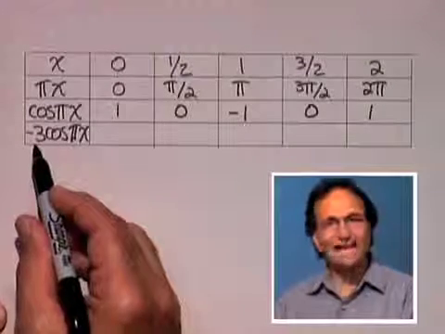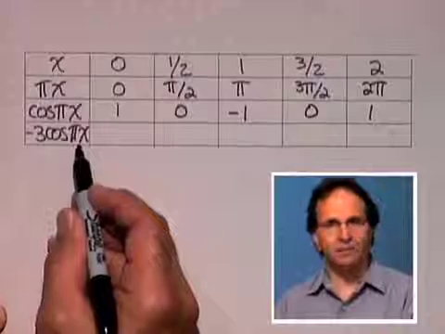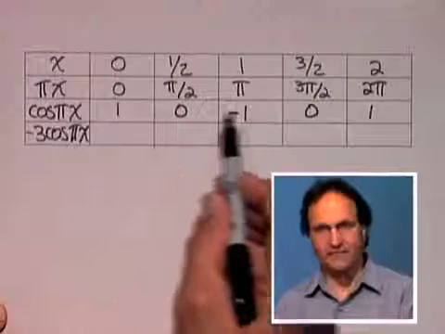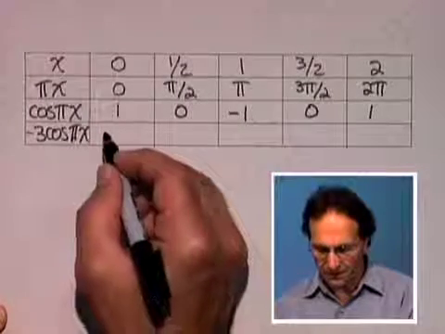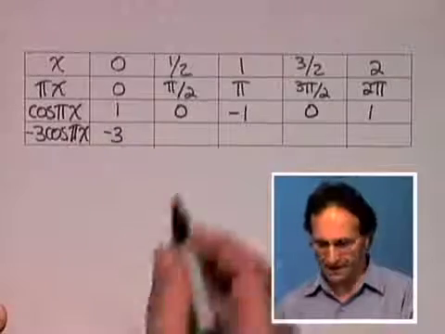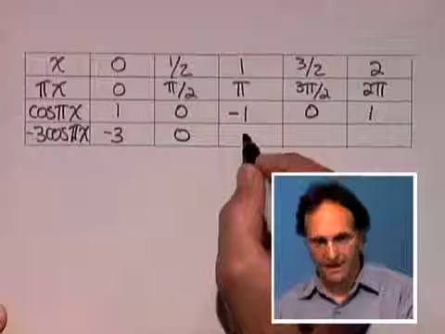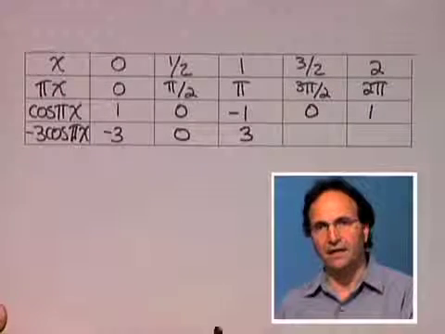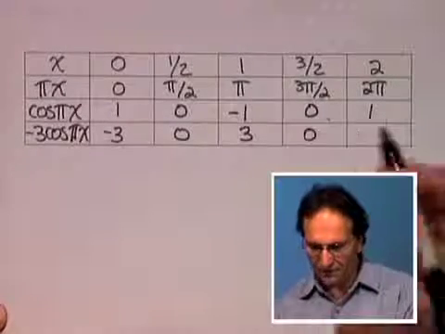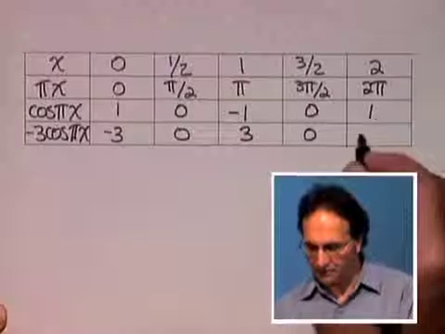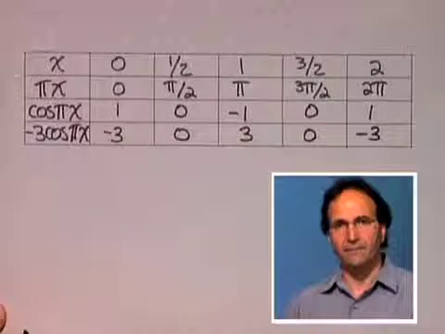Now we want negative 3 times the cosine of pi x, which means negative 3 times each of these values. So negative 3 times 1 is negative 3. Negative 3 times 0 is 0. Negative 3 times negative 1 is positive 3. Negative 3 times 0 is 0. And negative 3 times 1 is negative 3.